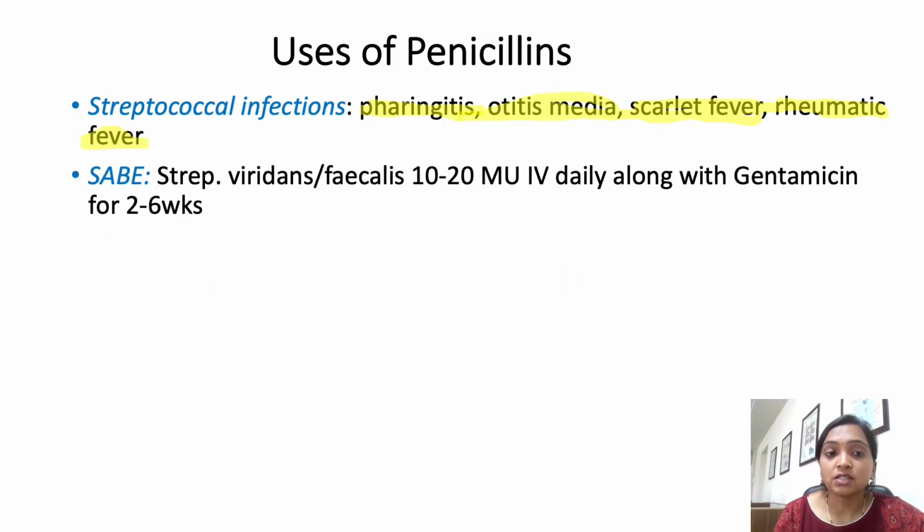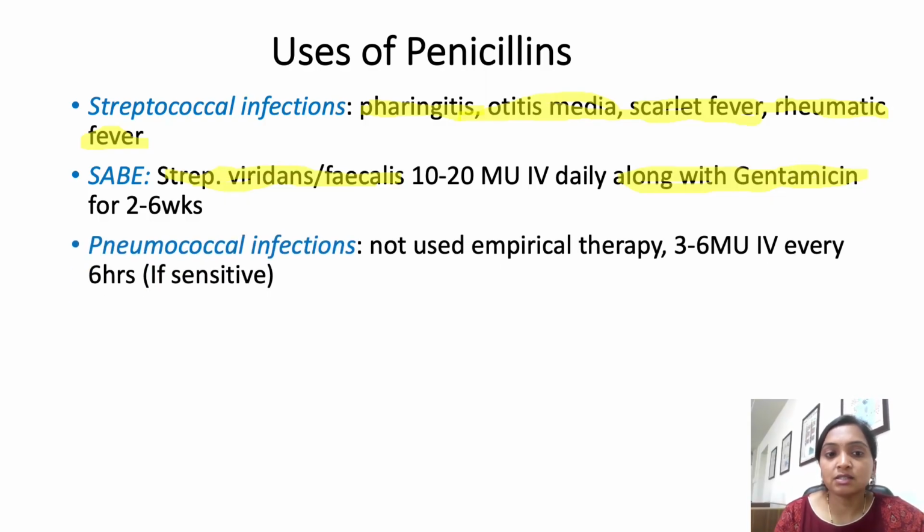Also, in case of subacute bacterial endocarditis, SABE, it is a condition where non-virulent organisms like Streptococcus viridans and faecalis, which are normally present in the body, become virulent. In this condition also we use penicillin G along with gentamicin. So it is a drug of choice. Important, this is subacute bacterial endocarditis.